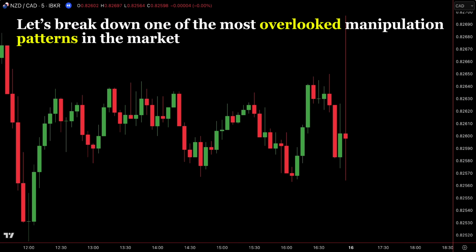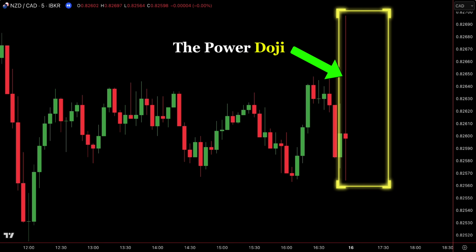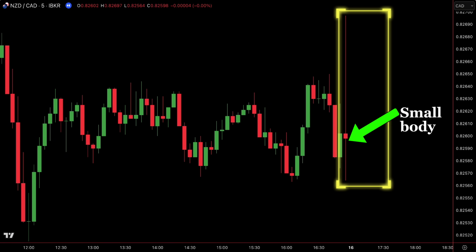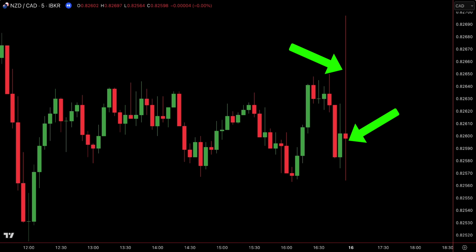Let's break down one of the most overlooked manipulation patterns in the market, the Power Doji. At first glance, it looks harmless, a small-bodied candle with long wicks on both sides. But beneath the surface, this candle tells a bigger story. The small body means price opened and closed near the same level, no real progress in either direction, but the long wicks show that both buyers and sellers tried to take control and failed. It's a clear sign of indecision, and more importantly, a setup for manipulation.